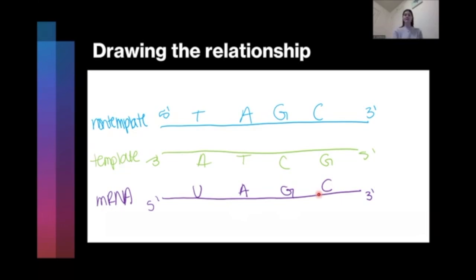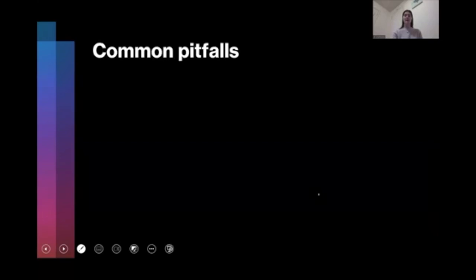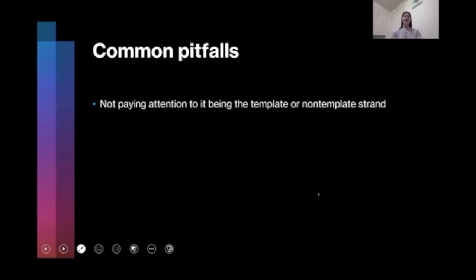All right. So now we're going to go ahead and talk about a couple of common pitfalls, and then we're going to do some practice with this. So the first common pitfall that I see is people not paying attention to it being the template or non-template strand. In the exam it's written, below is a template strand of DNA, or below is a non-template strand of DNA, and people don't read that part and just assume it's one or the other, and then whenever they make mRNA, they'll get it wrong. Or the question will say, given this mRNA strand, solve for the non-template strand, but people don't realize that, and then they start solving for the template strand.